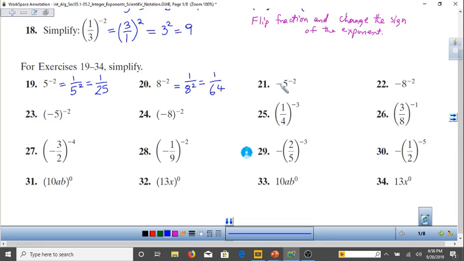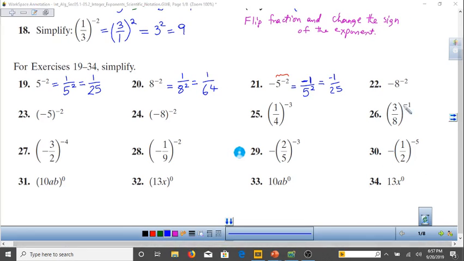If you have a negative in front of the expression, the exponent only applies to what it is directly over. So that negative is practically a negative 1. It's actually a negative 1 times 5 to the negative 2. So we can write the negative 1 on top and the 5 to the positive 2 at the bottom. And that gives us negative 1 over 25.